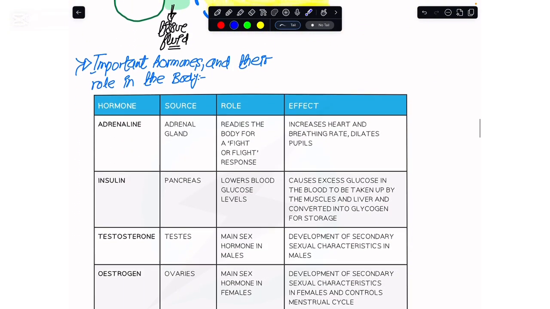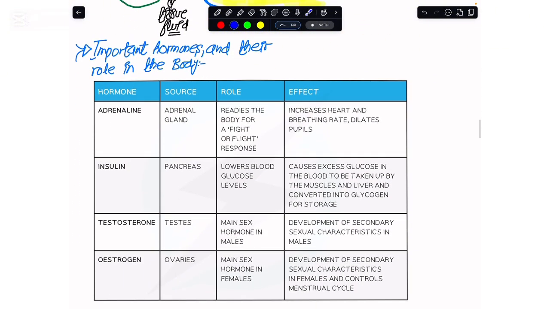Now moving on quickly, let us look at what important hormones we have and what effect or role they perform. If I were to talk about the adrenaline hormone, this is produced by the adrenal gland, and its role is that it would prepare my body for the fight or flight situation. This hormone would increase the heart and breathing rate, and would also dilate the pupils at the center of the eye so that more light can enter the eyes.